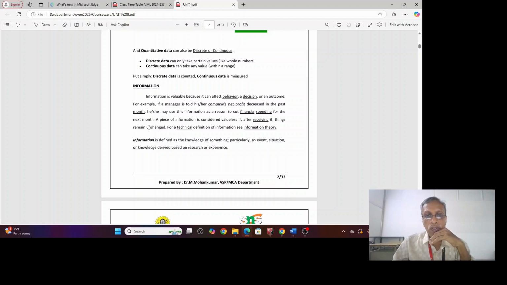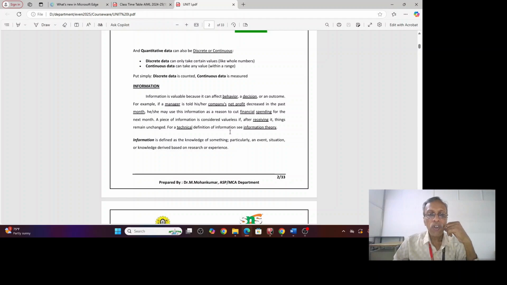Here, this particular manager was saying the company's net profit is decreased. He was not saying the specific quantity of value compared with the last month or compared with the last year. She may use the information as a reason to cut financial spending for the next month. Based on this net profit down, he takes a decision to cut the financial spending for the next month. The piece of information is considered valueless. Why? Because it is not a quantitative measurable value, it's just a theoretical value, so it is valueless. After receiving it, things remain unchanged.